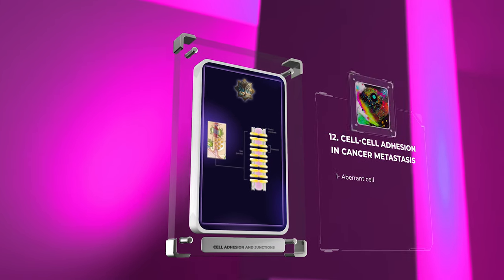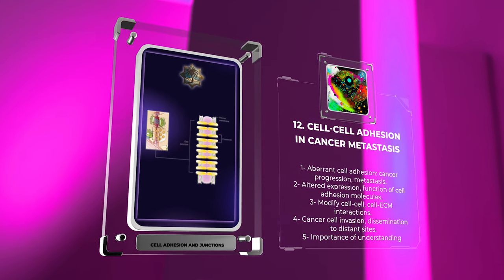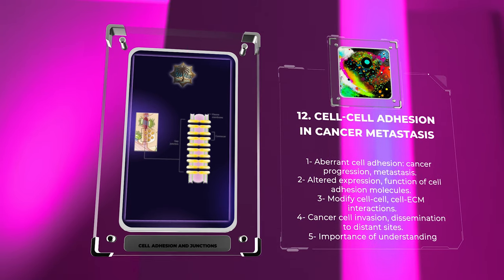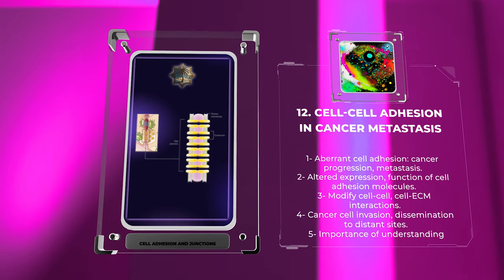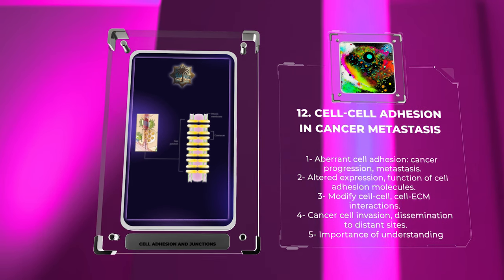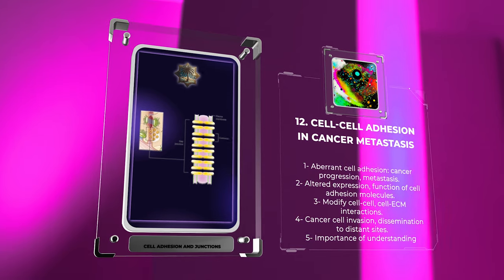Aberrant cell adhesion contributes to cancer progression and metastasis. Altered expression and function of cell adhesion molecules modify cell-cell and cell-ECM interactions, enabling cancer cells to invade neighboring tissues and disseminate to distant sites. Understanding the mechanisms involved in cell adhesion during metastasis is crucial for developing targeted therapies.